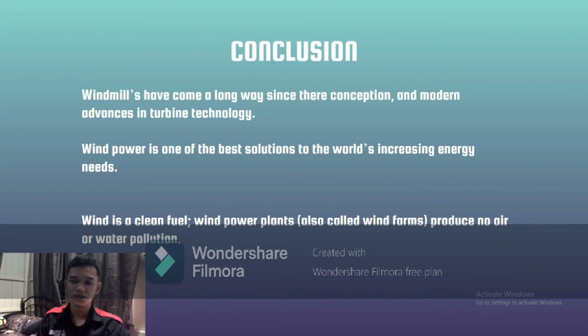Okay, so for the last page of our slide, I will present about conclusion. So for the conclusion, windmills have come a long way since their conception and modern advances in turbine technology. Wind power is one of the best solutions to the world's increasing energy needs. And wind is a clean fuel. Wind power plants, also called wind farms, produce no air and no water pollution.